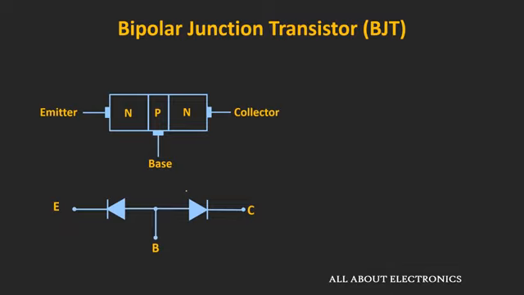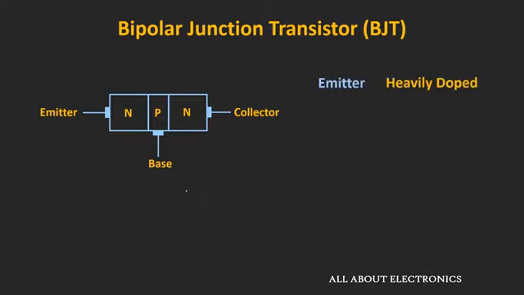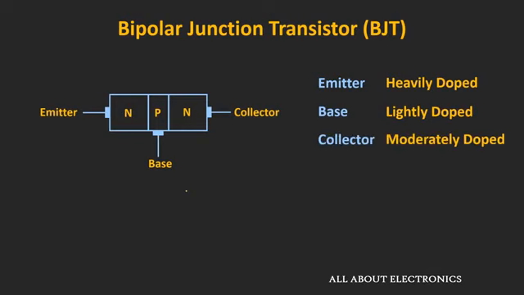Now, if we talk about the internal construction of the BJT, the emitter is heavily doped and the function of the emitter is to supply the electrons. In fact, that is why it is known as the emitter. Then the base is lightly doped, and the doping concentration of the collector is between the emitter and the base. That means the collector is moderately doped.